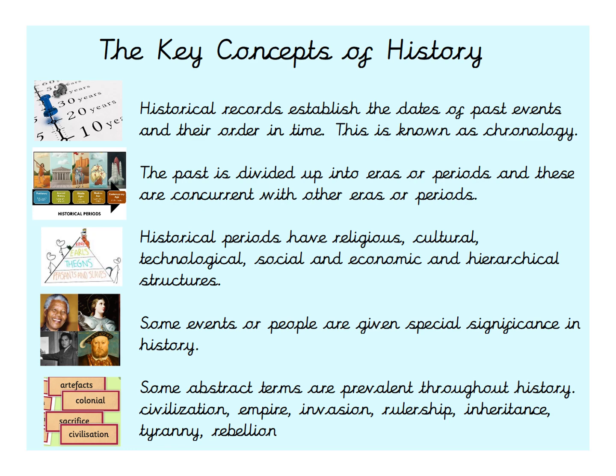So for the first one, historical records establish the dates of past events and their order in time. This is known as chronology. We often see this as a timeline. The past is divided up into eras or periods, and these are concurrent with other eras or periods. So, although you may have a timeline of, say, Britain, you have to understand there's also a timeline going on in ancient China, for example, or in South America. There are lots of things that are happening at the same time.